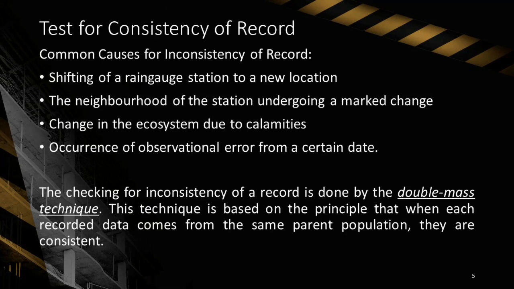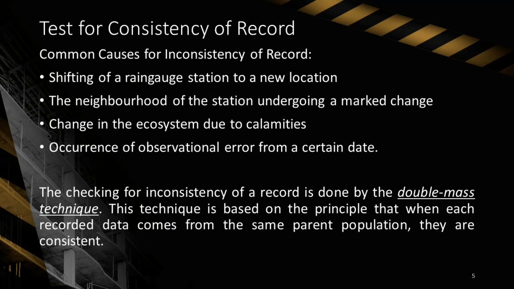Next is the test for consistency of record. If the conditions relevant to the recording of a rain gauge station have undergone a significant change during the period of record, inconsistency would arise in the rainfall data of that station. Some of the common causes for inconsistency of record are, first, shifting of a rain gauge station to a new location. Second is the neighborhood of the station undergoing a marked change. Third is the change in the ecosystem due to calamities such as forest fires, landslides, and fourth is the occurrence of observational error from a certain date.